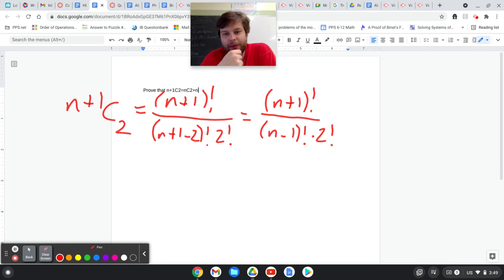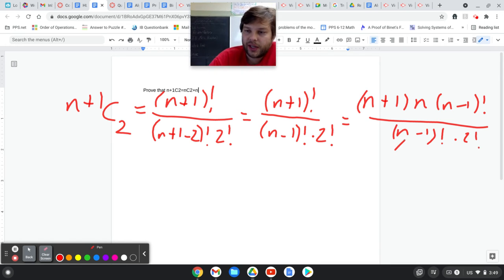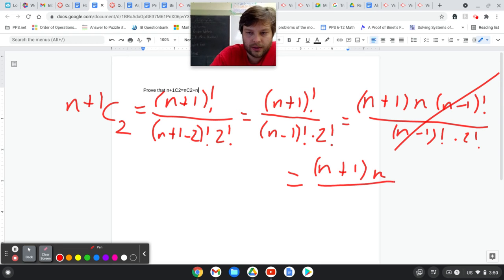Now, if I think about n plus 1 factorial, that's really n plus 1 times n times n minus 1 factorial. And one reason why I did that is because then I can just cancel out the n minus 1 factorials. So it simplified what is left over. So I have n plus 1 times n over 2 factorial. We've removed basically everything we can, and now we want to make this into n choose 2 plus n itself.